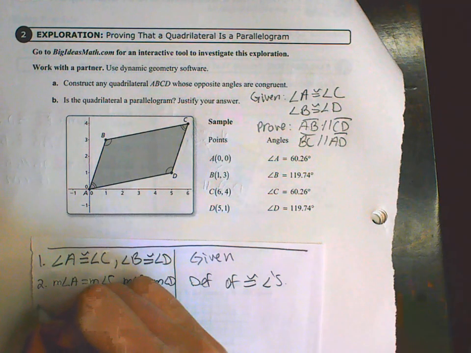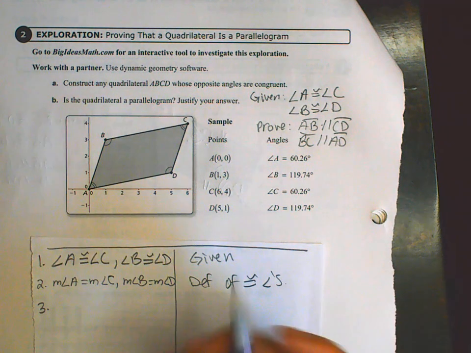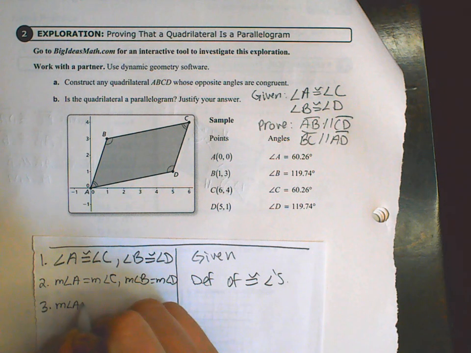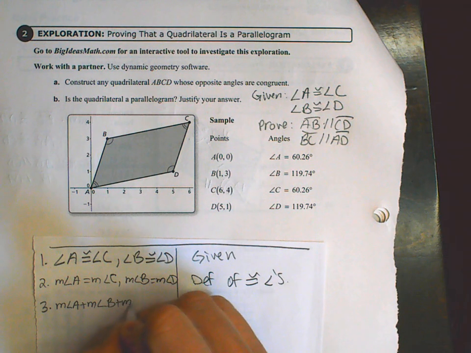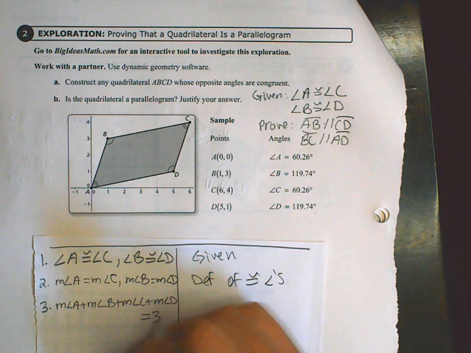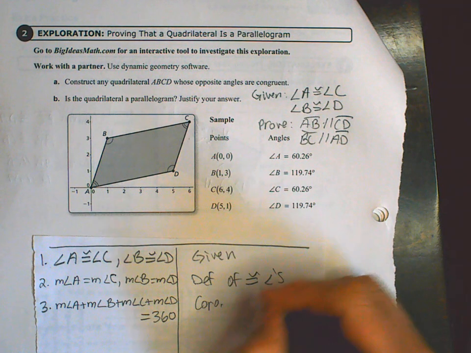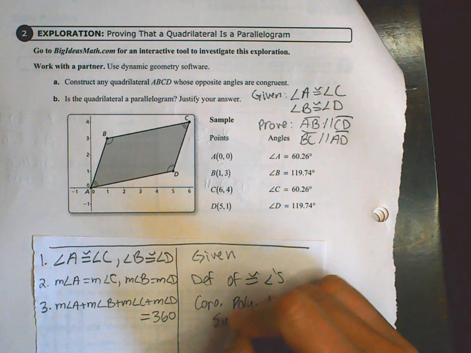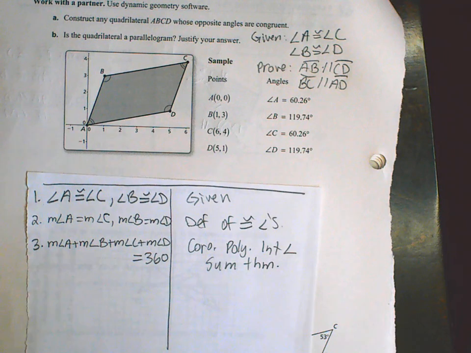We did learn, however, that this is a quadrilateral, and the sum is 360. So check this out. The measure of angle A plus the measure of angle B plus the measure of angle C plus the measure of angle D, running out of space here, is all equal to 360. The reason is the corollary to the polygon interior angle sum theorem, the one that says the sum of the angles in a quadrilateral is 360.